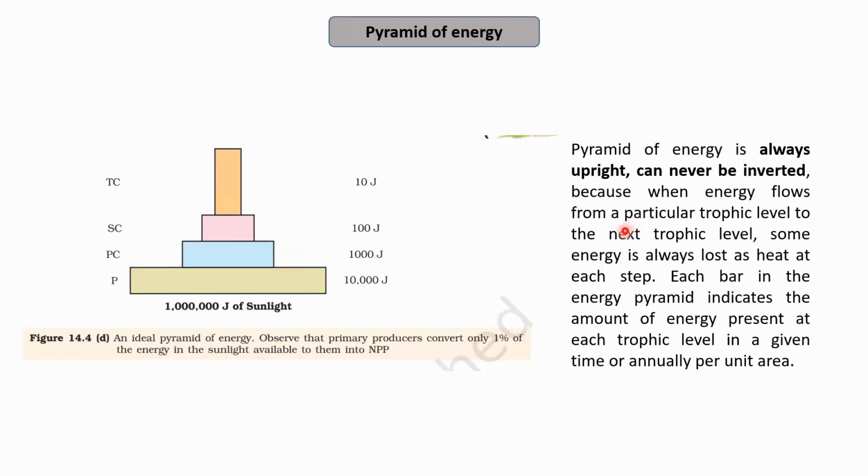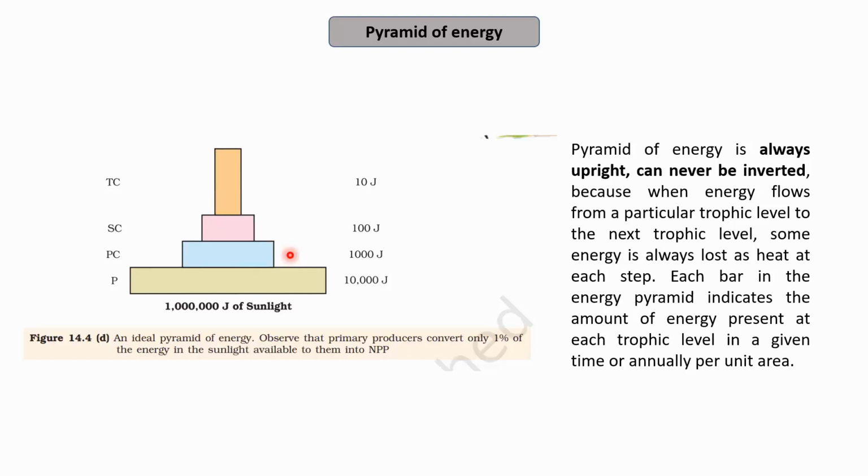Because when energy flows from a particular trophic level to the next trophic level, some energy is always lost in the form of heat. Thereby, it is not possible that the organisms at higher trophic levels will have more energy as compared to the organisms at the lower trophic level. So this was about the ecological pyramids.